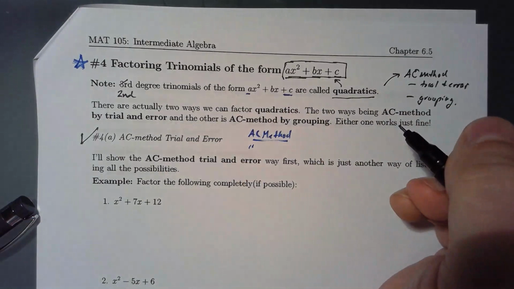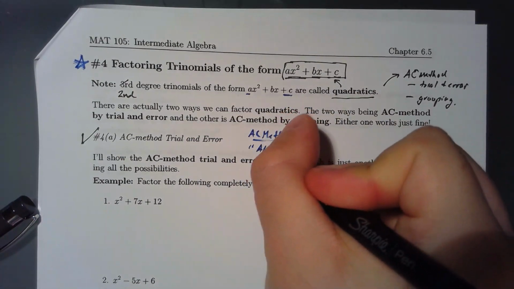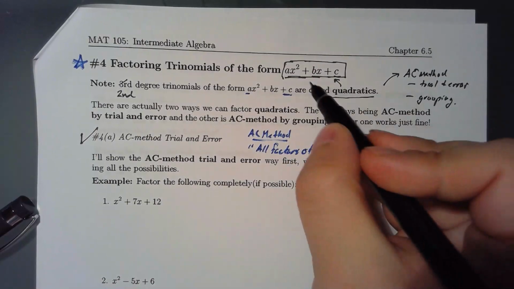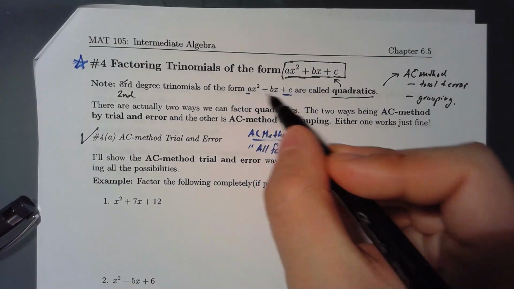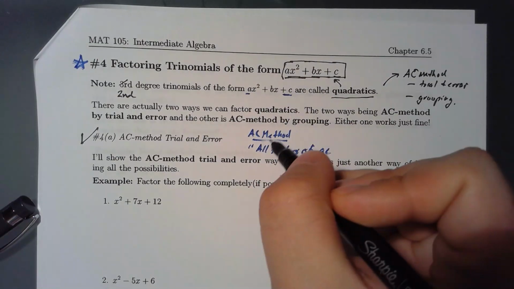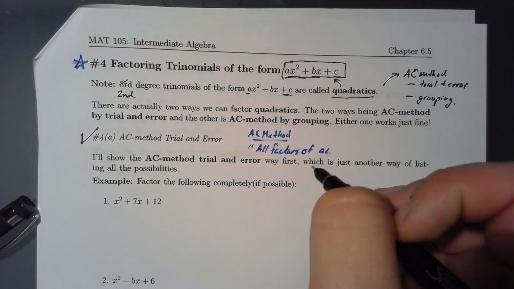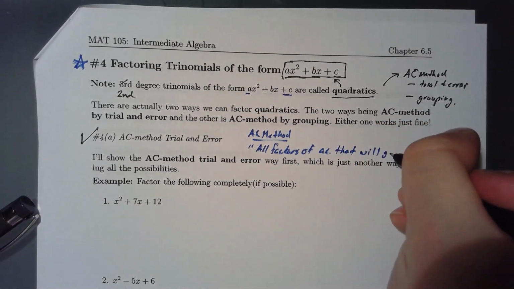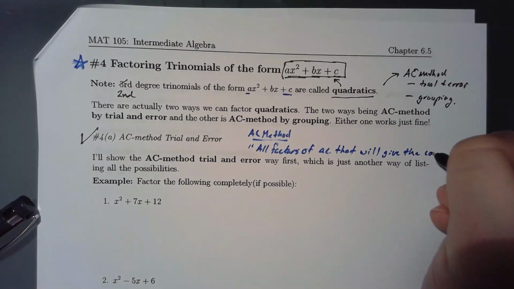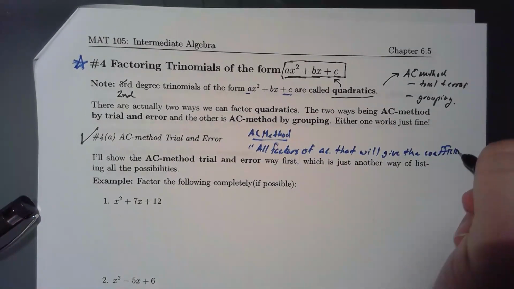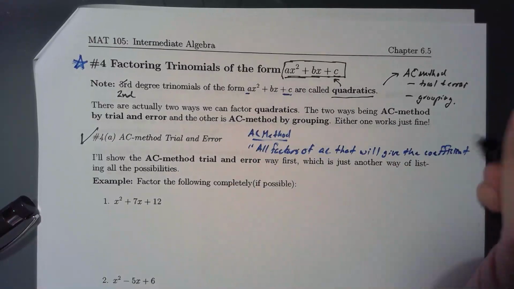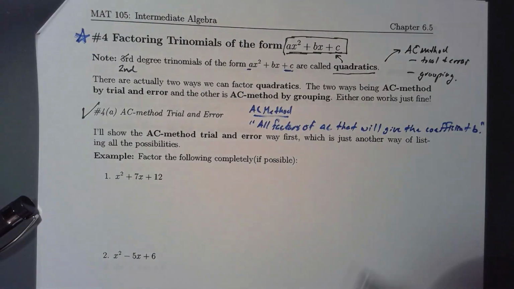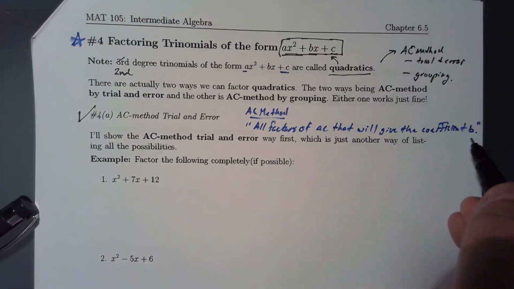Just to summarize the AC method, all factors of A times C, so I take the leading coefficient A, multiplied by C, that's why it's called the AC method. So it's all the factors of AC that will give the coefficient B. And that right there is the description of the AC method. All the factors of AC that will give the coefficient B.